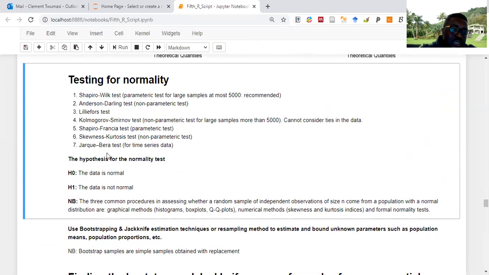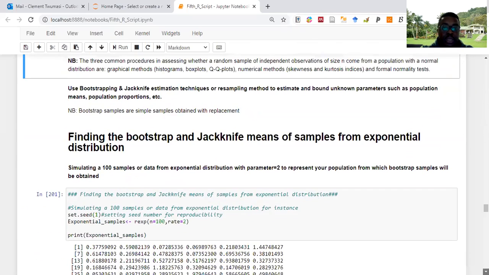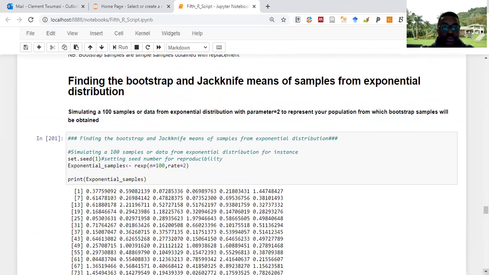Basically, this was just to tell what exists in terms of the various normality tests you can do. But don't forget, the Jarque-Bera test is strictly for testing normality of time series data. Now, quickly to wrap up, the last thing was talking about jackknife and then bootstrapping estimation. These estimation techniques are very important.